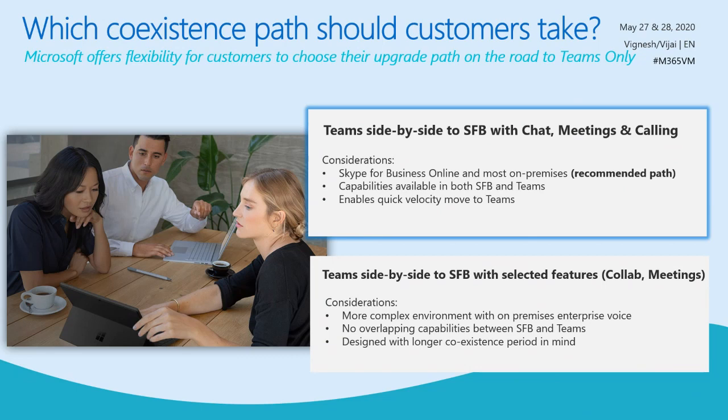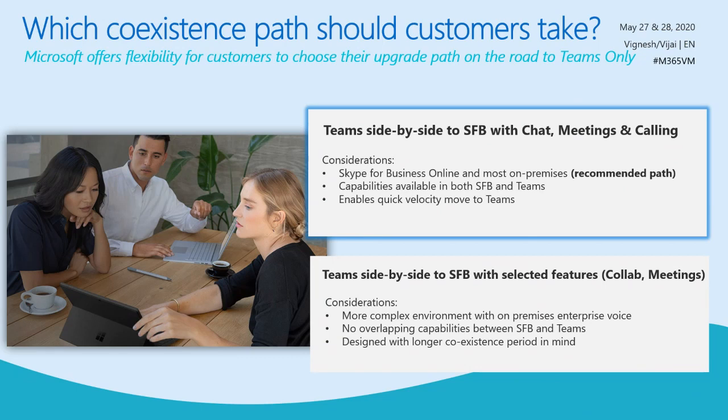There are two things. One is Teams side by side with Skype for Business with chat, meetings, and calling. The other one is Teams side by side with selected features. The first one is the overlapping features, which is again side by side. The second one is the selected features side by side. The first one is also called island mode, where you are running both clients side by side: Skype for Business as well as Teams.